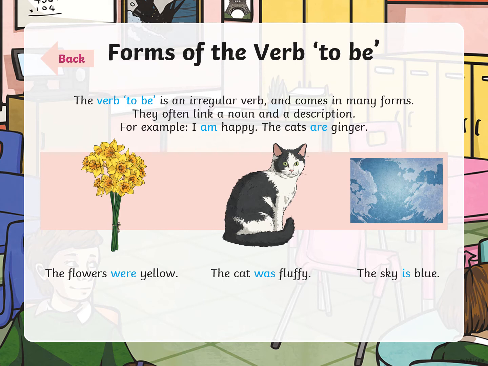For example, I am happy. The cats are ginger. And here we've got some examples of the verb highlighted in blue here. So we've got the flowers were yellow, the cat was fluffy, and the sky is blue. So we've got the noun, the flower here, were, the verb, and then the description. The same in the following sentence. Remember, the is coming before the noun and it is determining that noun.